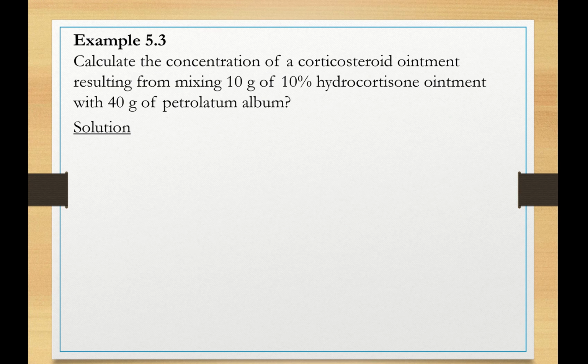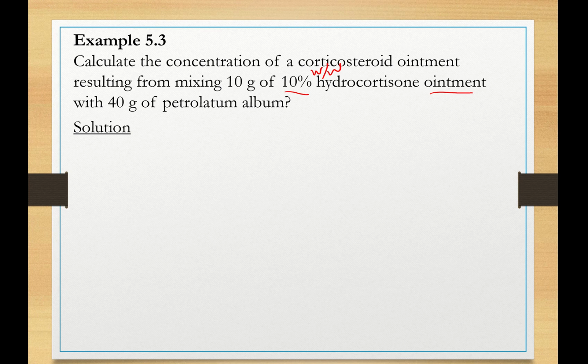Let us now take a look at example 5.3. It's asking you to calculate the concentration of the corticosteroid ointment resulting from mixing 10 grams of 10% hydrocortisone ointment with 40 grams of petrolatum album. So two things over here. First of all, this 10%, because it's for the ointment, is a semi-solid, the units are weight per weight.